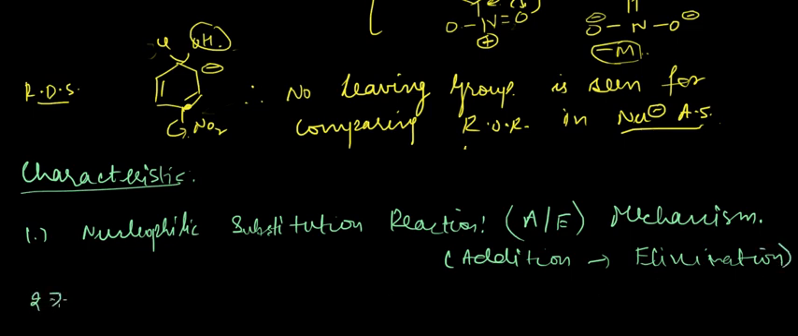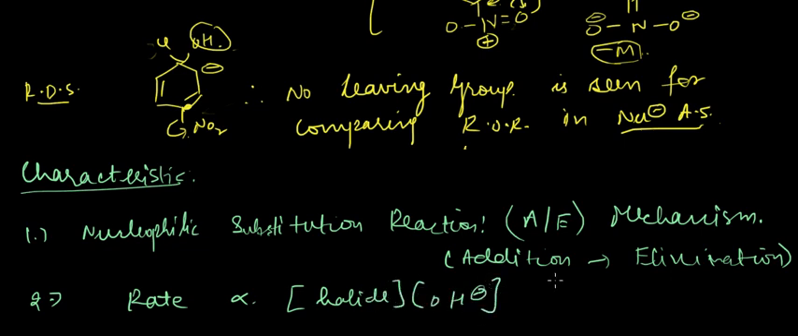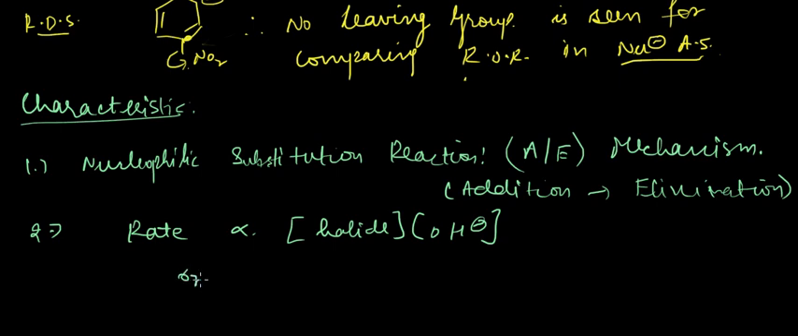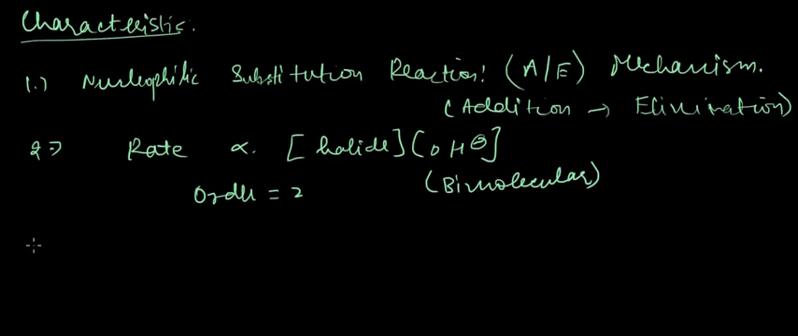Okay, the second point is that the rate is directly proportional to the concentration of the halide and the concentration of OH minus. Hence the order for this reaction is 2 and it is a bimolecular reaction. Let us see the third characteristic. The carbanion is an intermediate.